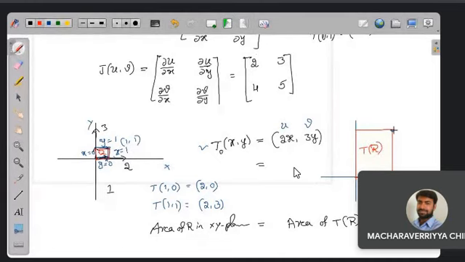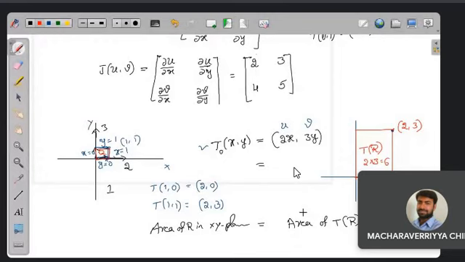You know, this point is (2, 3), no? So its length is 3 and its width is 2, therefore its area is 2 into 3, which is 6. So whenever you apply a transformation like this, the area is either going to be expanded or compressed or may remain the same. It depends on the transformation. For this particular transformation, expansion is happening. Now the question is how to know this change in area.